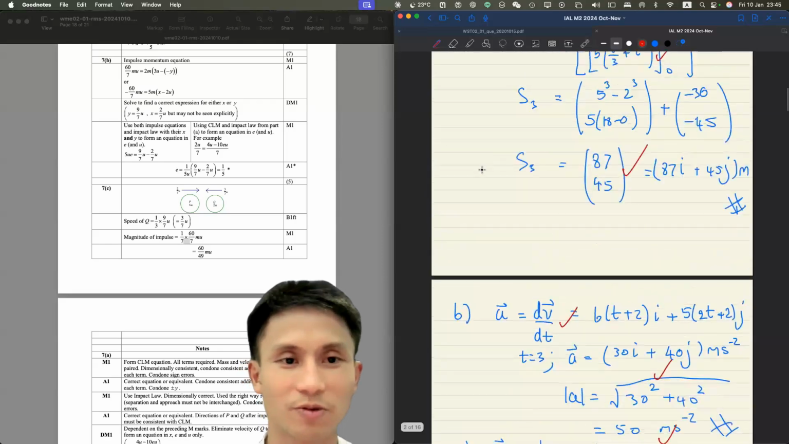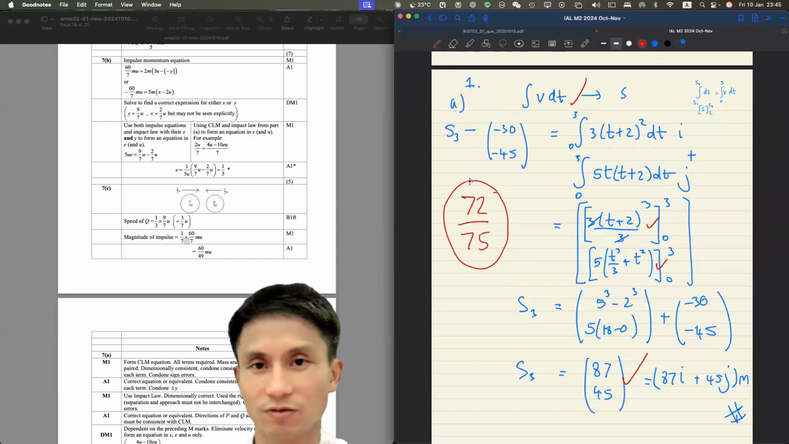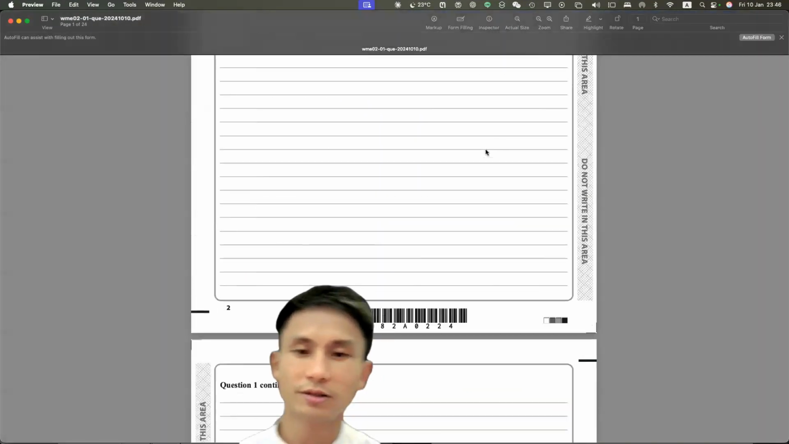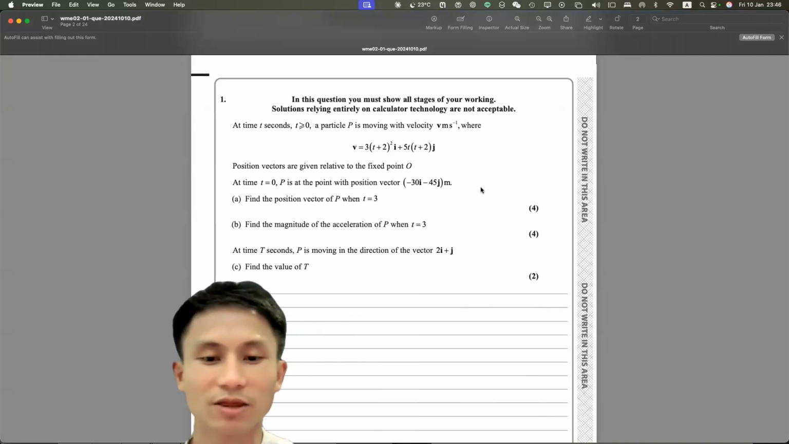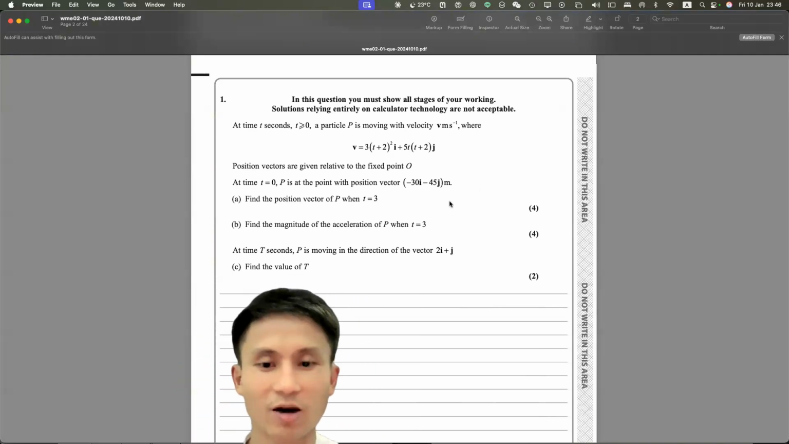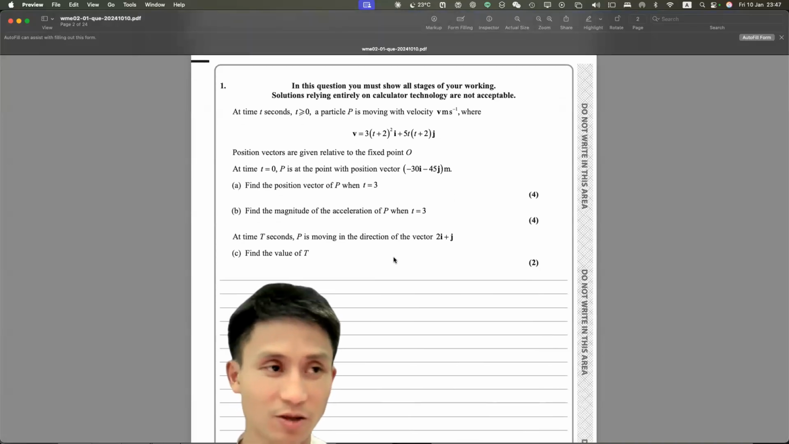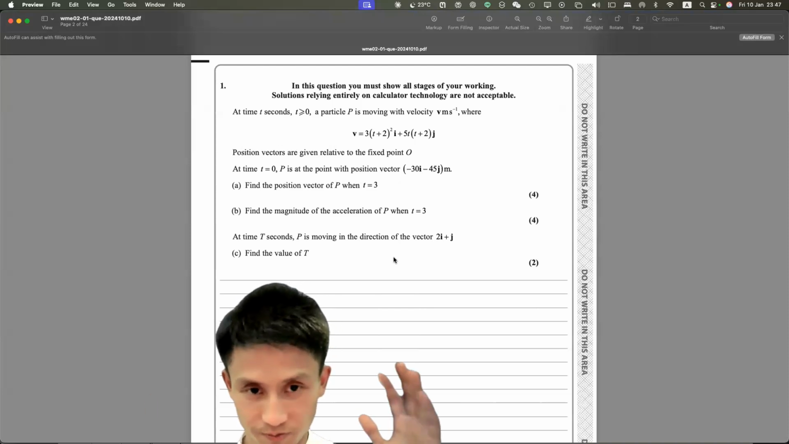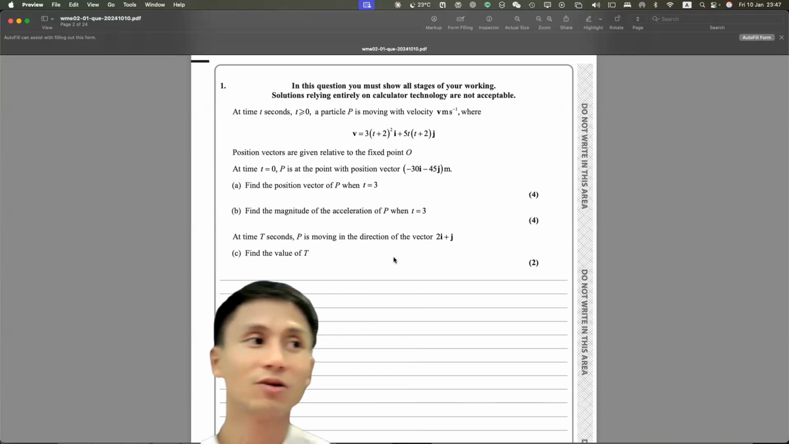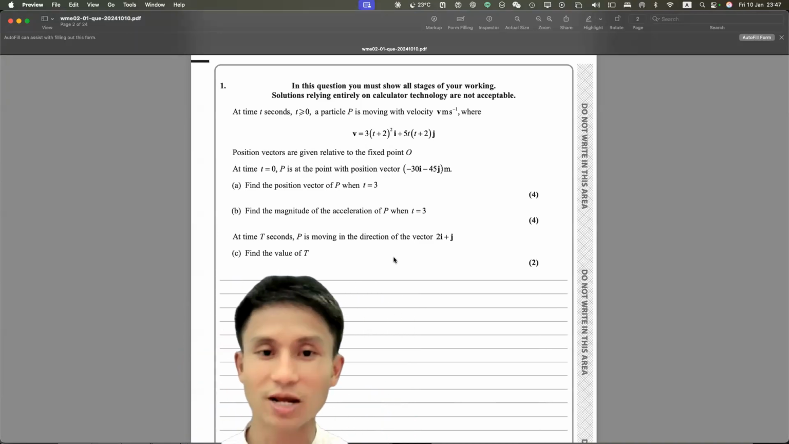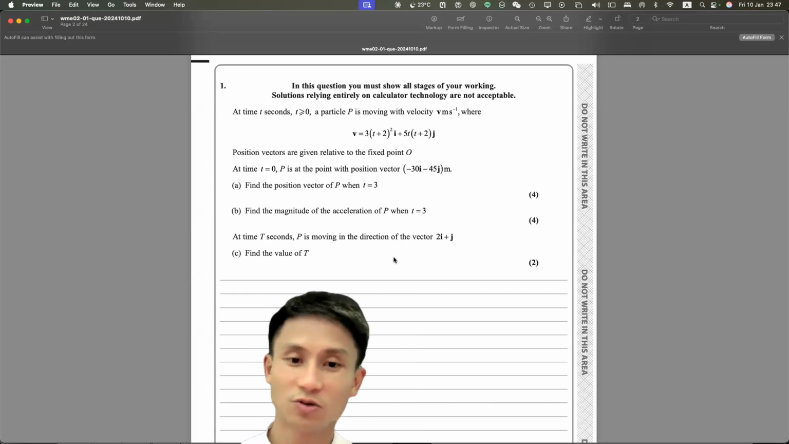All right, so this paper is 72 out of 75. So in my opinion, question 1 here is kind of okay. You just got to be thorough in doing the calculus on the vectors there. But maybe you might find my technique useful when you deal with the initial conditions where you need to substitute. You can cut out a lot of algebraic work if you just do that technique. So you can go back to see the first question, how I do that.